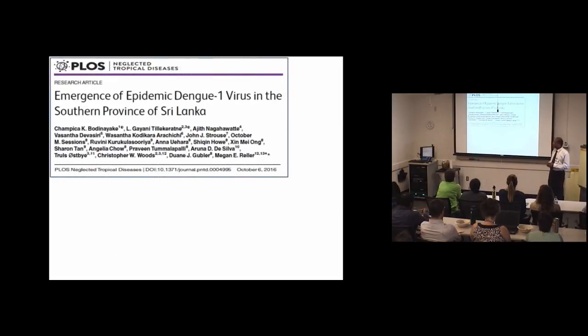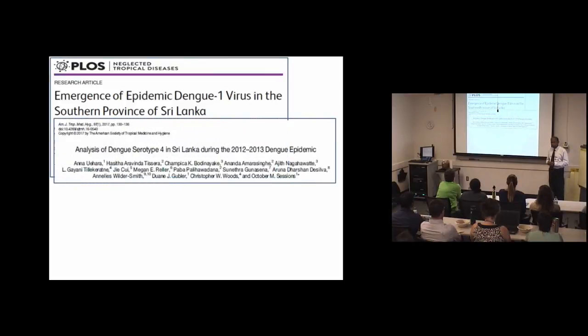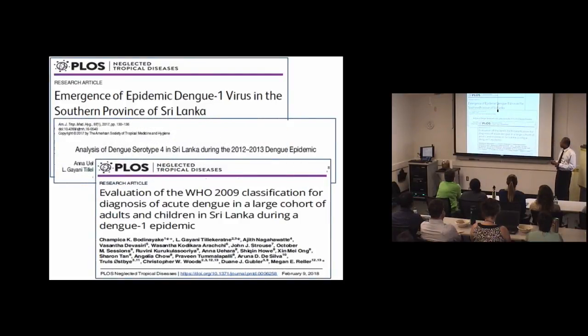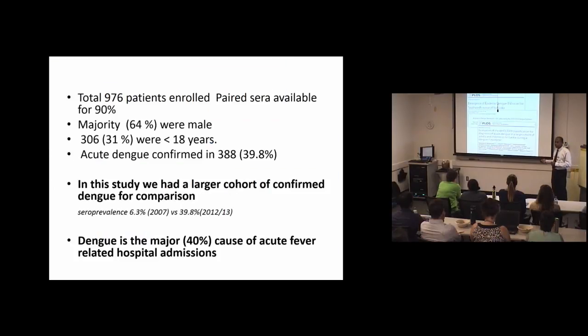The results of this study were published in 3 papers, and I will extract some of this data. We had a total of 976 patients. Out of them, we had paired sera from 90% of patients, so it's more than the previous study. The majority of patients were male, and about 30% were below 18 years of age. Interestingly, we had a larger cohort of dengue this time. We had nearly 40% having confirmed dengue in this study.